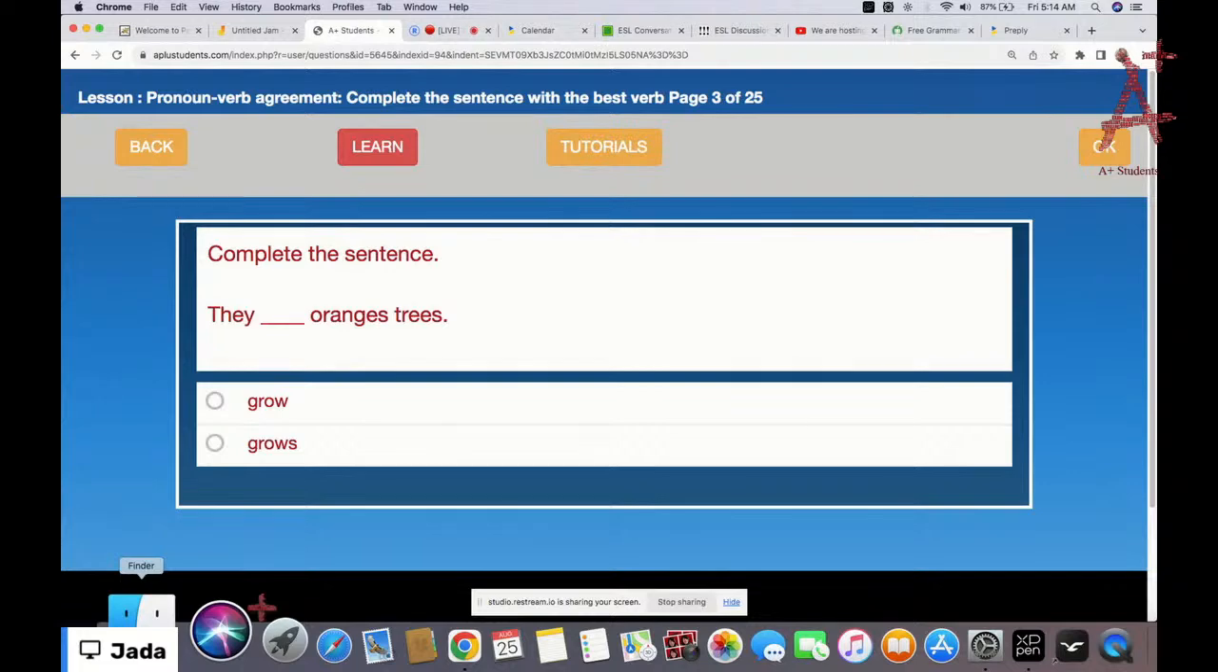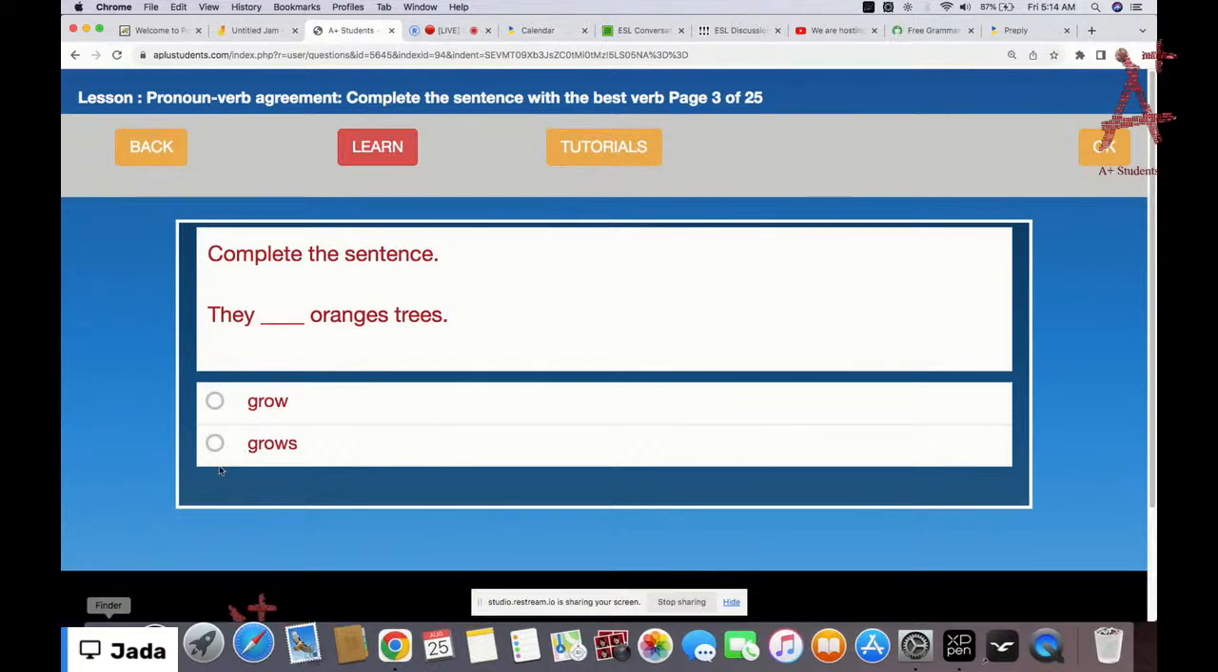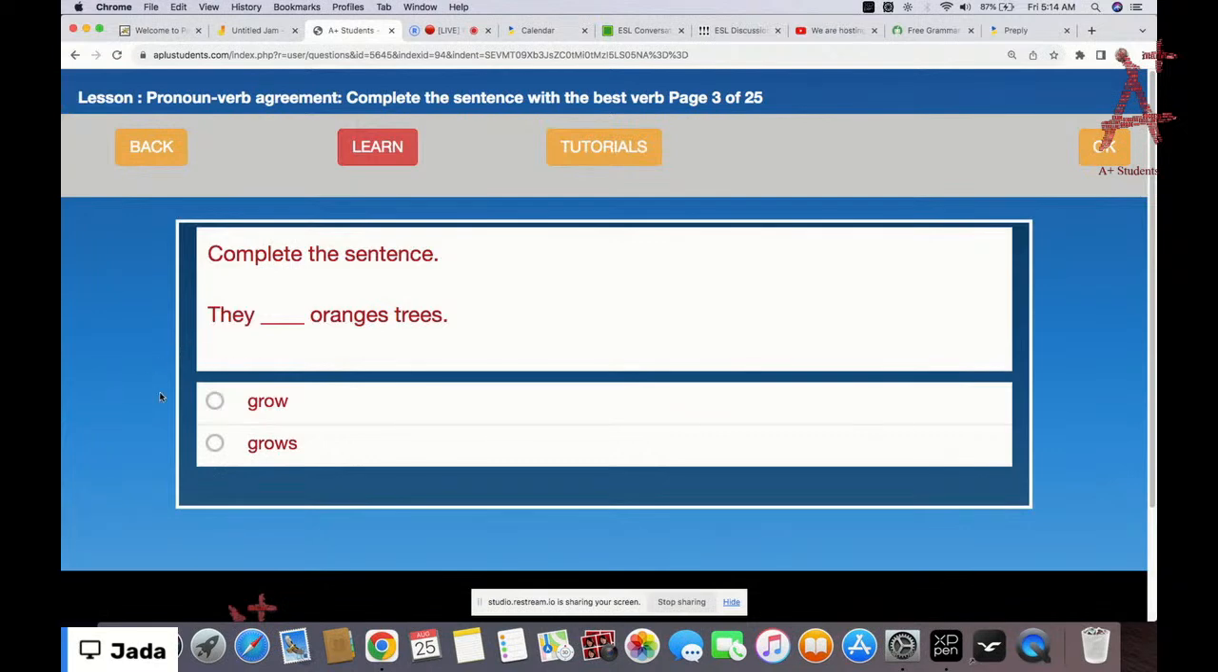Okay, so we have "they dash orange trees." So "they" is what? "They" shows that it's plural, so it's going to be "they grow orange trees," without S.